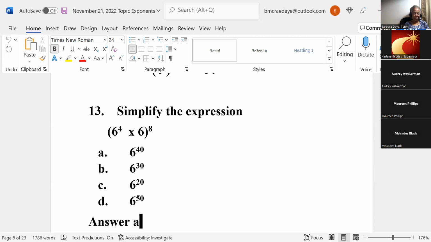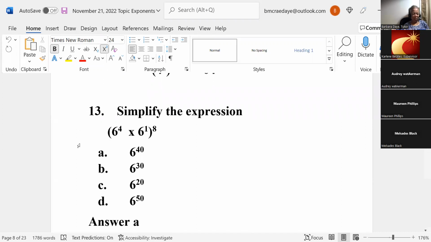I think I left that out. Multiply the 8 by the 4 is 32, right? Go ahead, Maureen. And the X multiplied with the 8, that's a 1. 1 multiplied by 8 is 8. So 32 and 8 is 40. 6 to the 40th power.